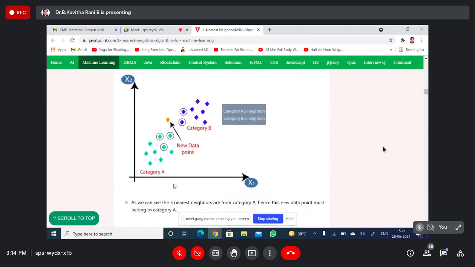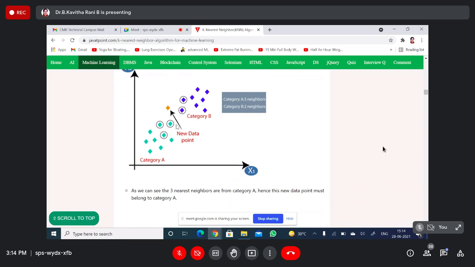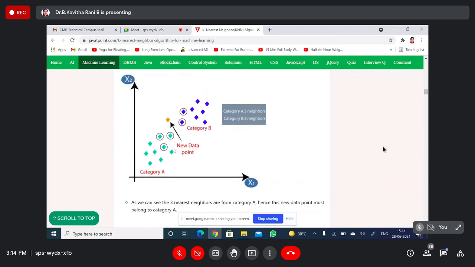So here you can see, K is equal to 5 we have taken. So what are the 5 nearest values? Here we are selecting the 5 nearest neighbors as 3 from green and 2 from blue. So these are the 5 nearest neighbors. By calculating the Euclidean distance, you can know which are the nearest neighbors to the new data. So from this, green is having the majority role. Green is playing the majority role.